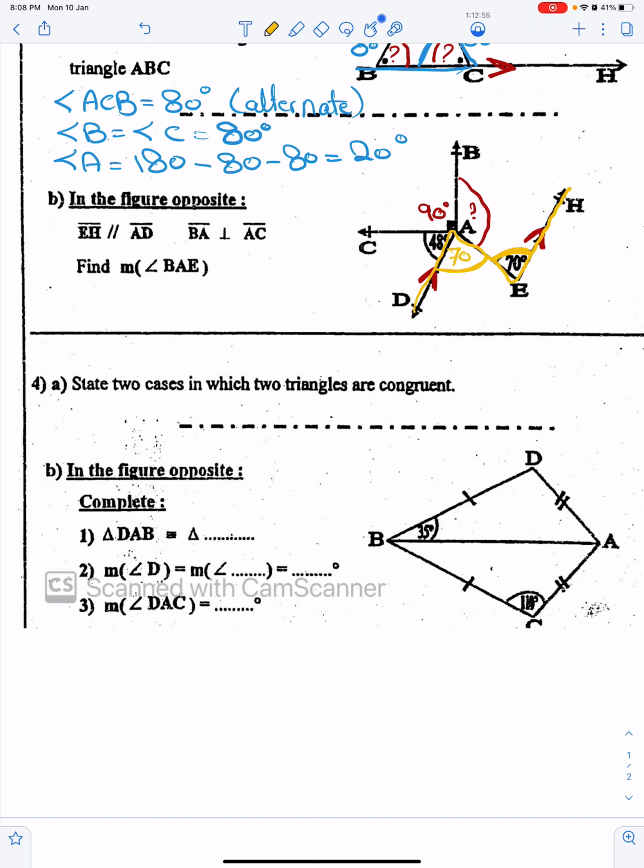Can I now find the measure of angle BAE? Yes, they are accumulative angles around the point A, so angle BAE is equal to 360 minus 90 minus 48 minus 70, which is equal to 152 degrees.